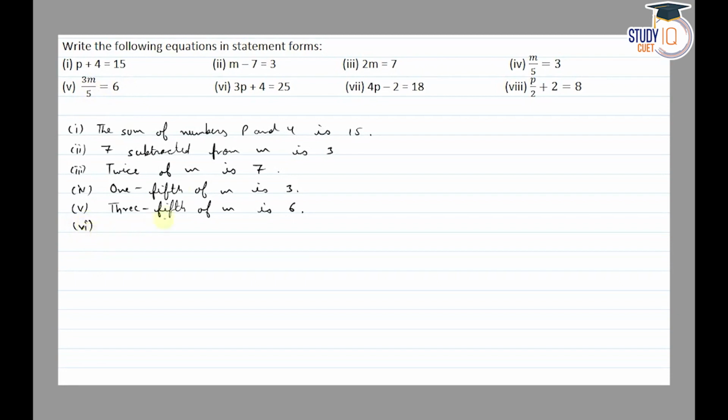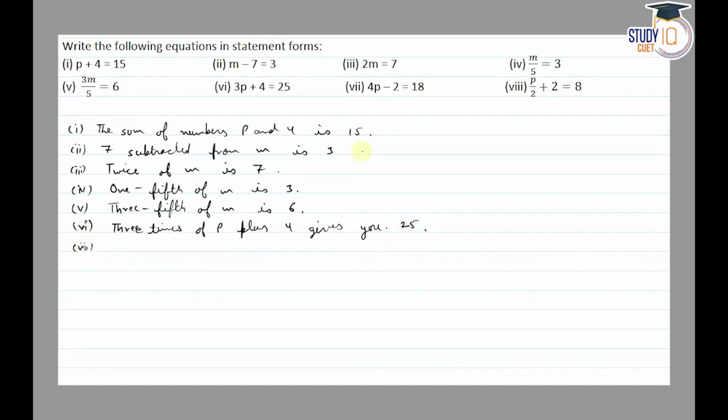Then sixth हो जाएगा, सिक्स्थ स्टेटमेंट हो जाएगा हमारे पास 3p plus 4 is equal to 25. So सिक्स्थ स्टेटमेंट हो जाएगा हमारे पास 3 times of p plus 4 gives you 25.